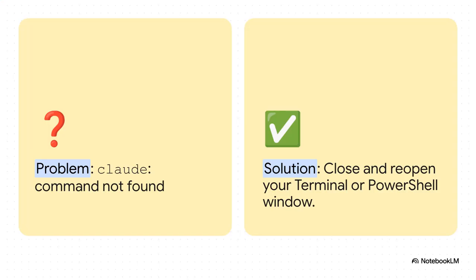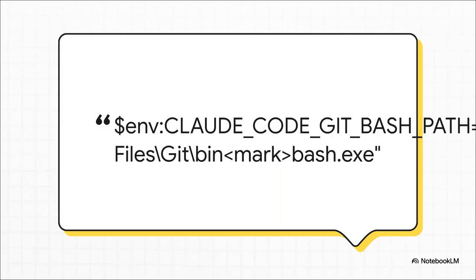So, if you type Claude and you see command not found, just don't panic. Seriously. The fix is almost always incredibly simple. Just close your terminal or PowerShell window and open a brand new one. That usually forces it to recognize the new tool you just installed. And for my Windows folks, if you get an error that it can't find something called Git Bash, this command right here is your golden ticket. Just run this in PowerShell, and it basically tells Claude Code exactly where to find that Git installation we did earlier. It's a one-time fix.